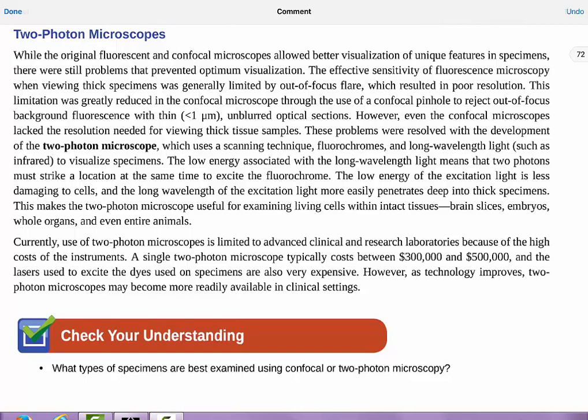All right, next, the two photon microscopes. While the original fluorescent and confocal microscopes allowed better visualization of unique features in specimens, there were still some problems that prevented optimal visualization. The effective sensitivity of fluorescence microscopy when viewing thick specimens was generally limited by out-of-focus flare, which resulted in poor resolution. So again, we have this really thick specimen issue. And this limitation was greatly reduced by the confocal microscope.